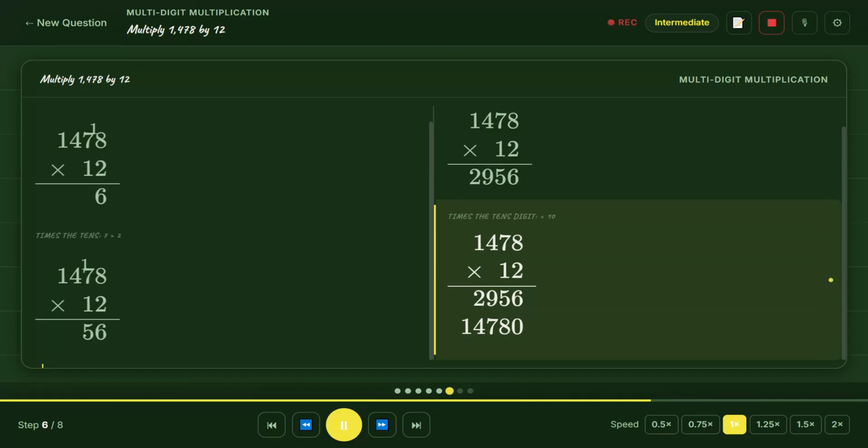Now we times by the 1 in the tens place. Since it's in the tens spot, we first put a 0 at the end. Then 1 times each digit is just the same digit, 1, 4, 7, 8. So we get 14,780.